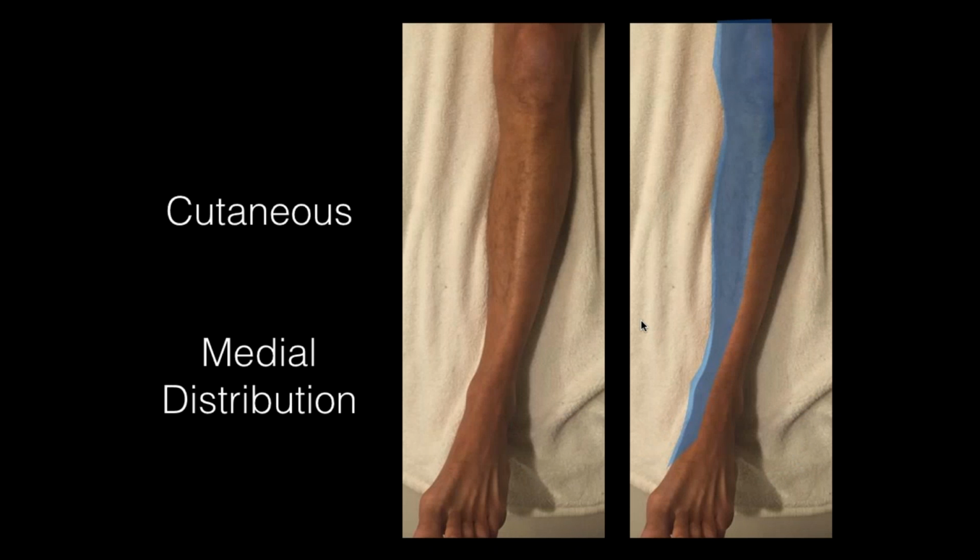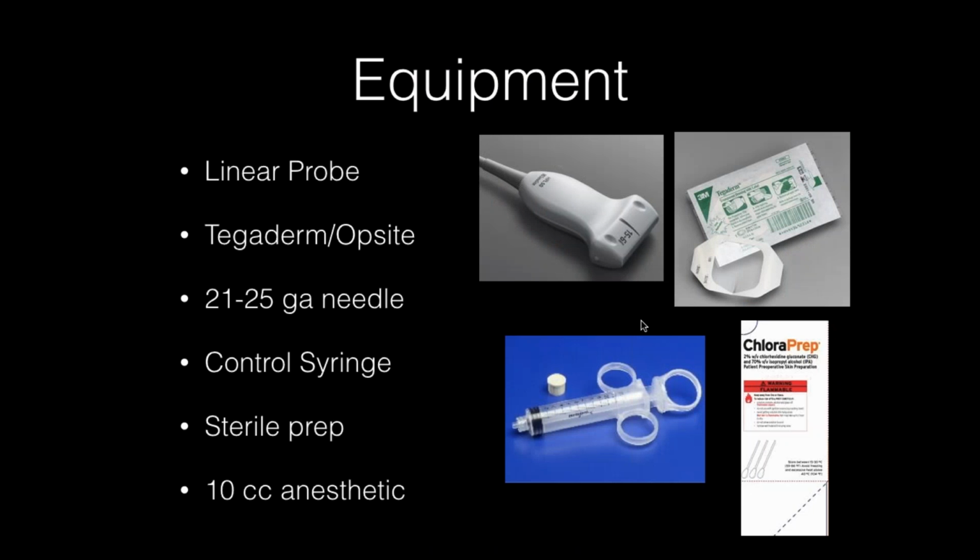Cutaneous distribution medially, again, mapped out here. Equipment for this is much the same as with the ankle block. A small needle, 21 to 25 gauge. You can certainly use a spinal needle, but you probably don't need that whole length. And about 10 cc's of anesthetic.